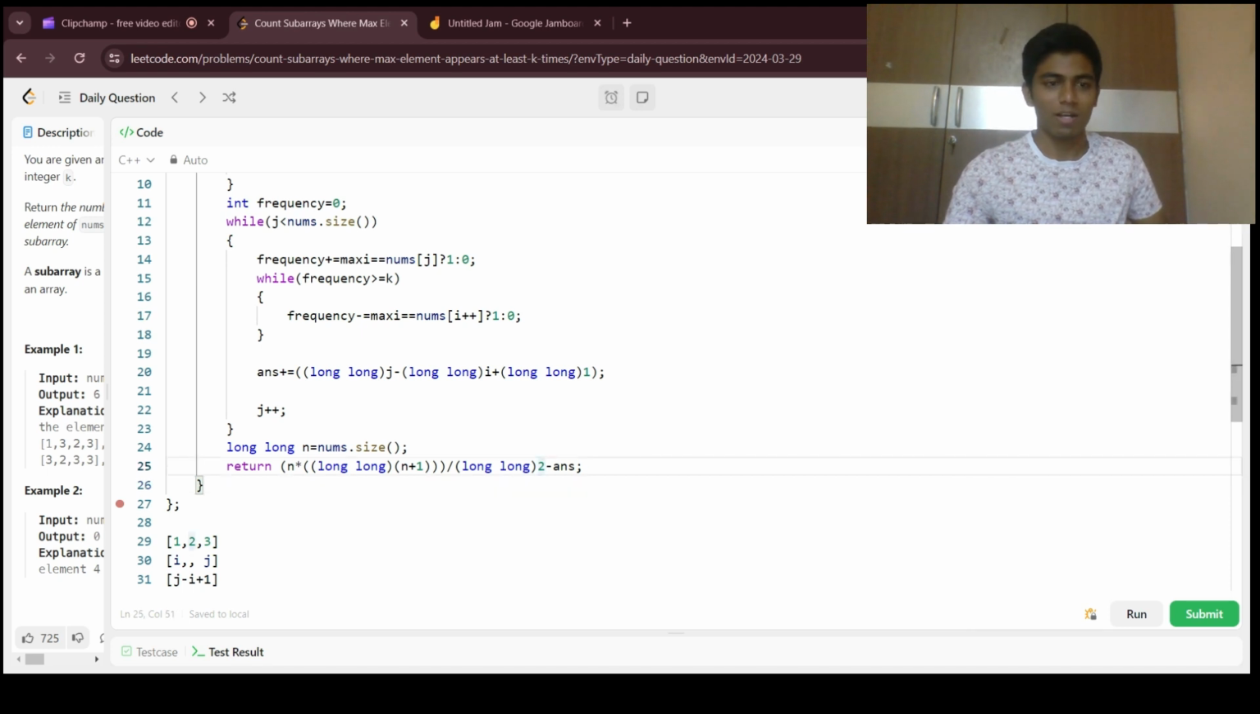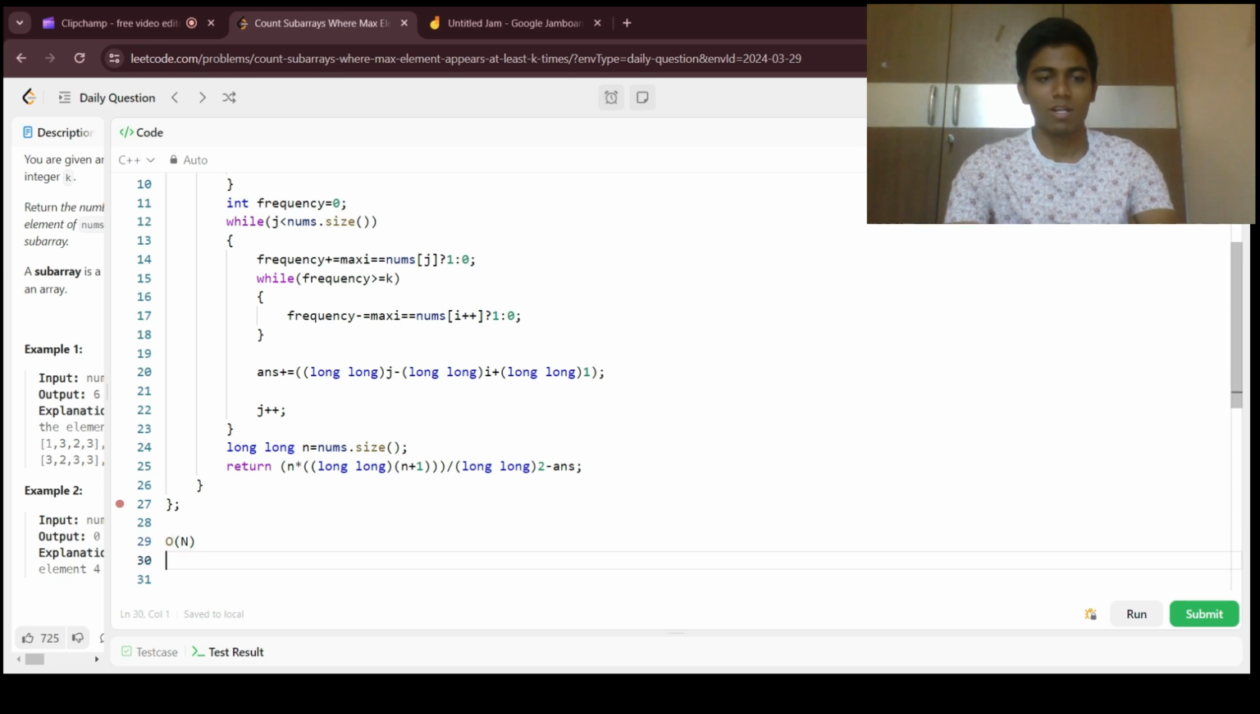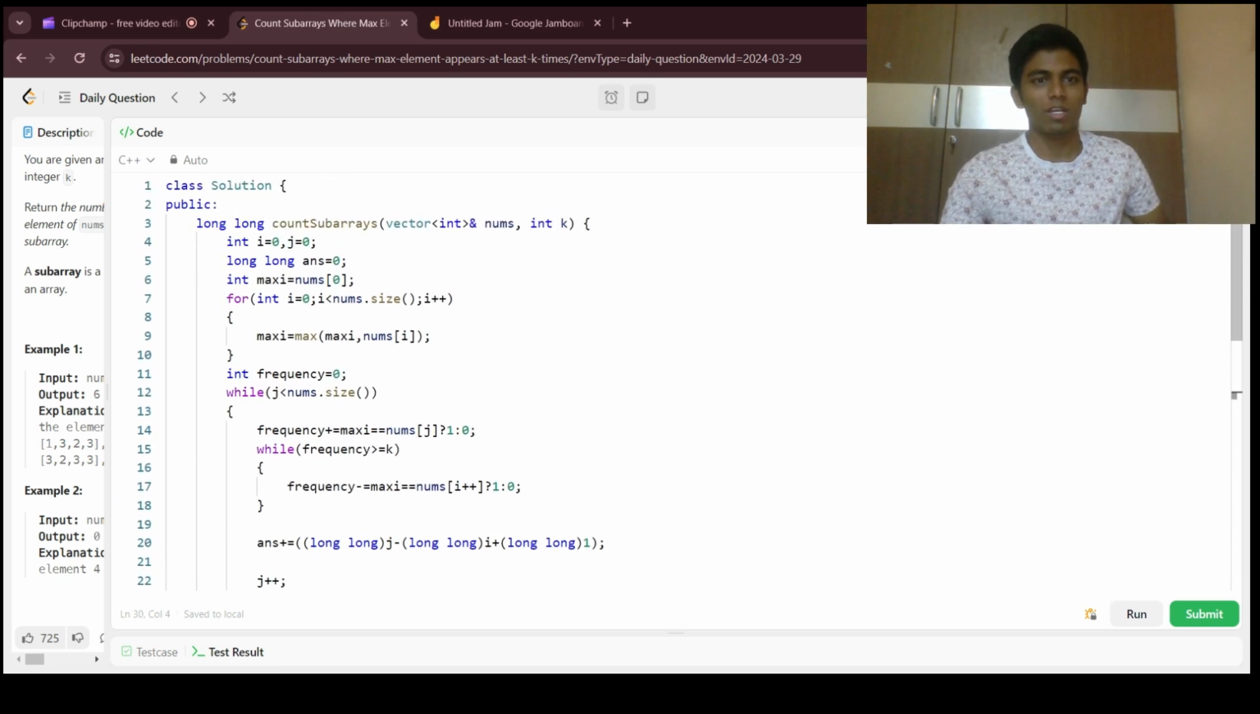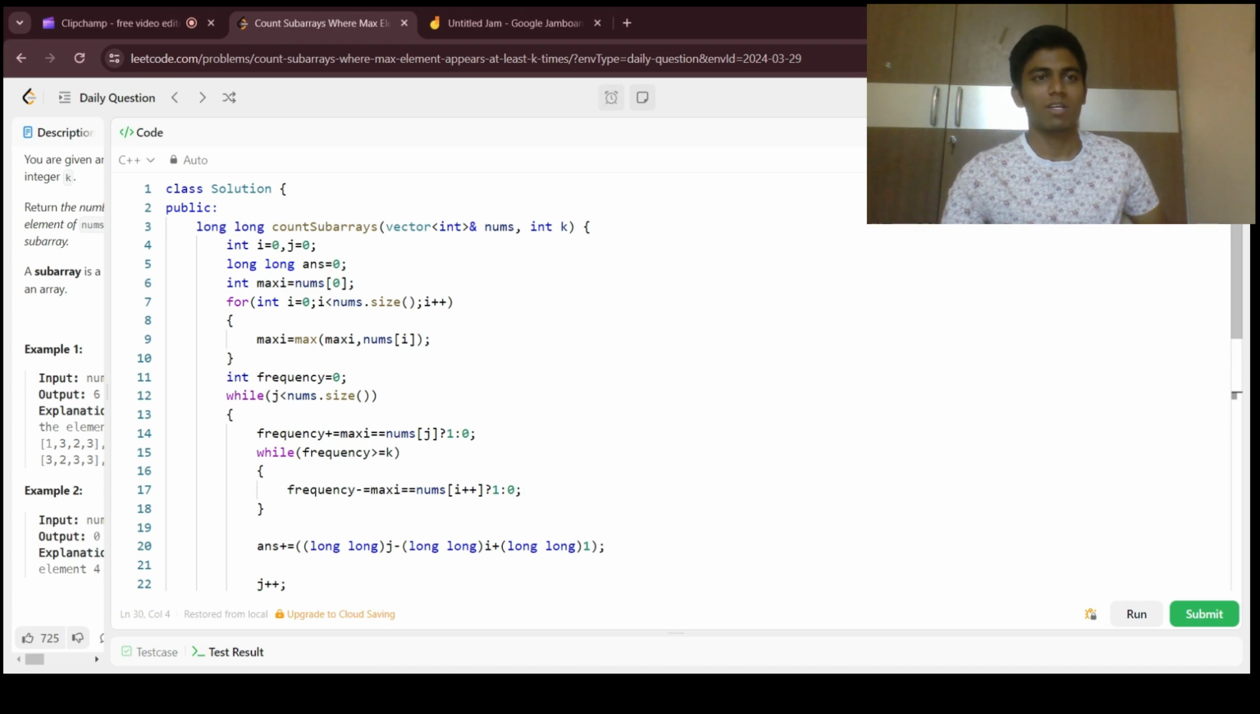And for this, the time complexity is going to be O(n), and the space complexity is going to be O(1), because we are not taking any new extra space.